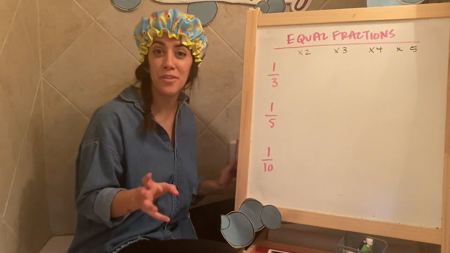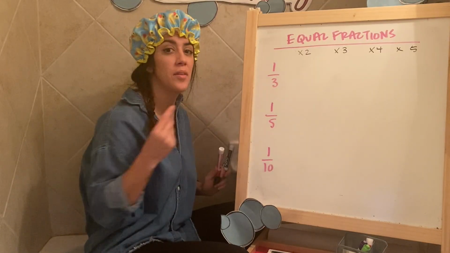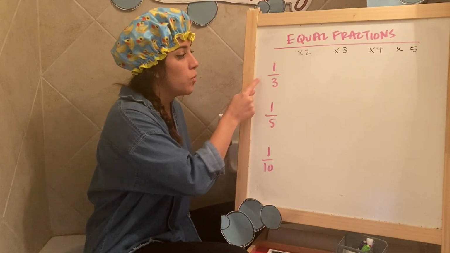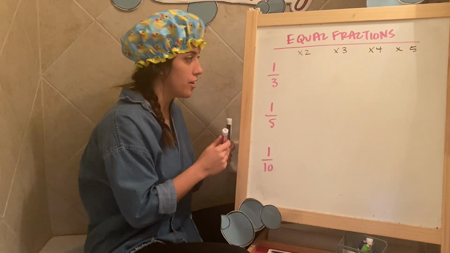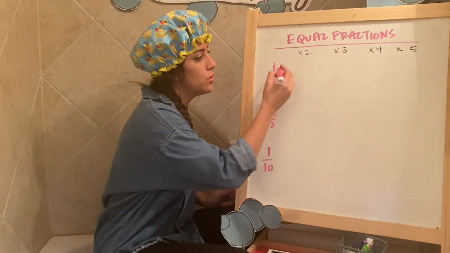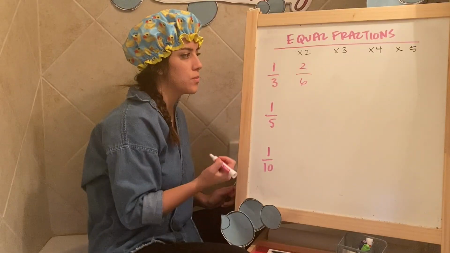Okay, I'm going to make an equal fractions chart for you to see how easy it can be to find many equal fractions quickly. What is equal to 1/3? If I multiply both the numerator and the denominator by 2, 1 times 2 is 2, 2 times 3 is 6. 2/6 equals 1/3.